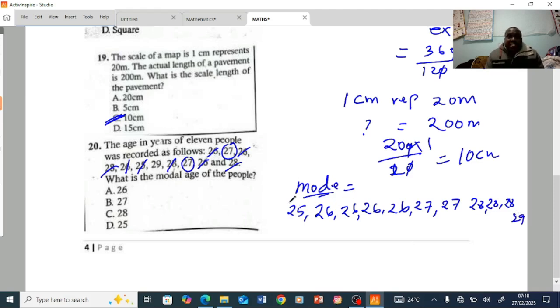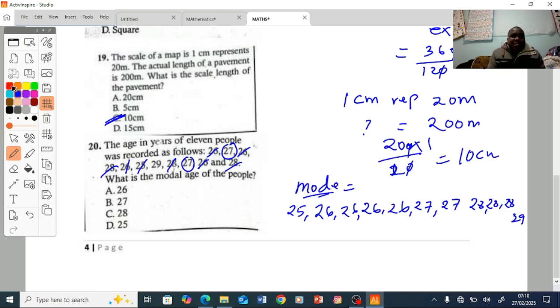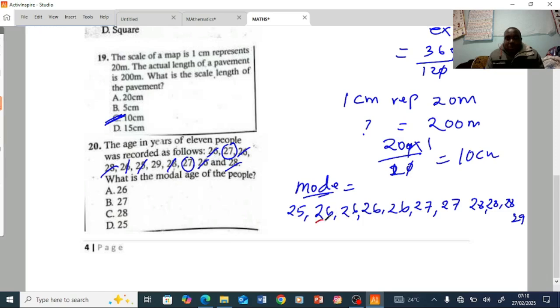So look at these numbers. Which one is repeating itself more than the others? You can see 26 appears 4 times. 28 appears only 3 times. Therefore, the mode is 26, the one that repeats itself more than the others.